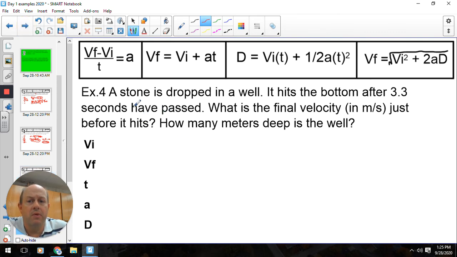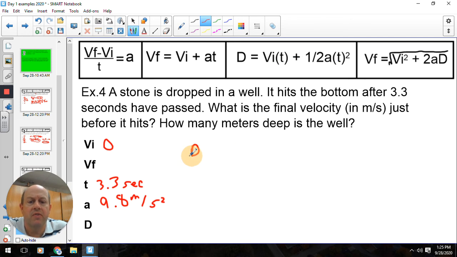Another example, again, free fall. So we're dropping an object, not throwing it. So 0, we're dropping it. So it's gravity, accelerating it down. And we don't know the distance, but we do know the time, 3.3 seconds. So again, which of our formulas gives us the most information? So I'd say probably this last one because we know VI, we know T, and we know A.